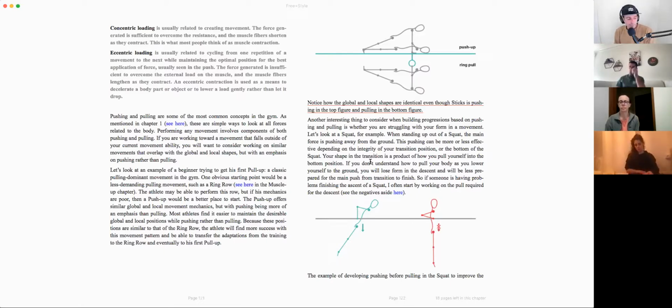So when thinking about progression principles from a pushing and pulling perspective, all I'm saying is look for the most optimal pushing mechanics and then translate that into your pulling. And when you look at your pulling mechanics, make sure that those pulling mechanics are not negatively influencing your pushing mechanics. That's all I'm going to say for now.